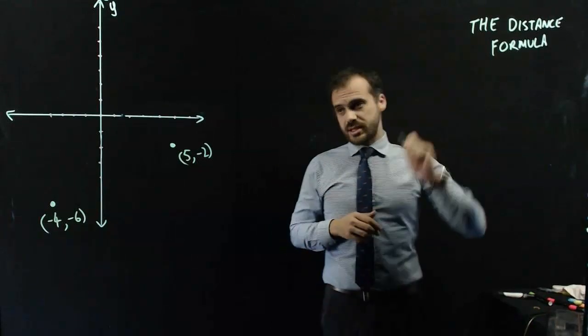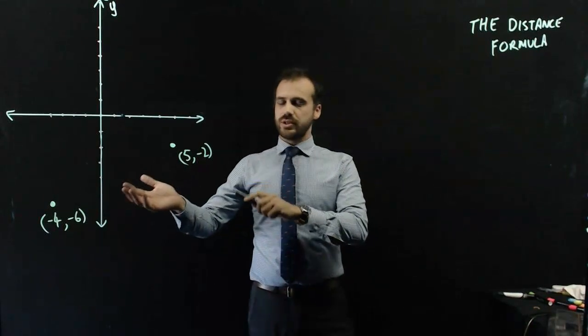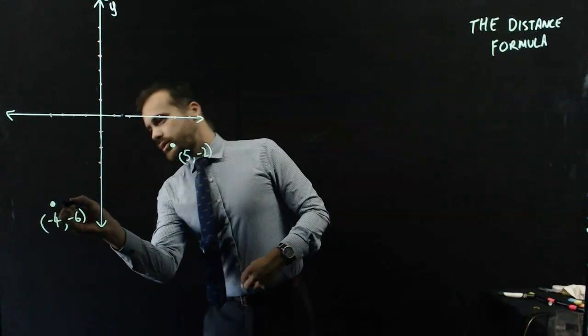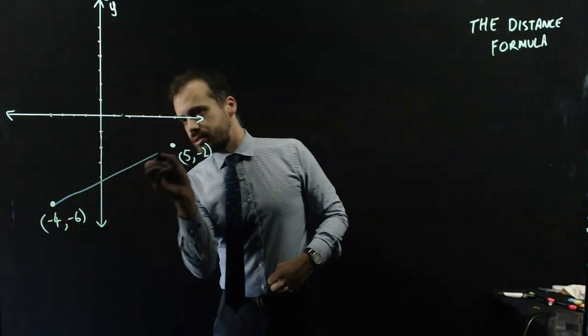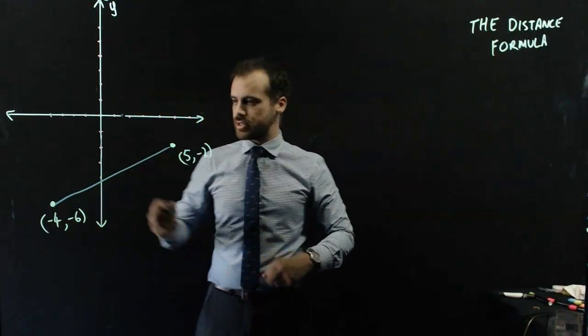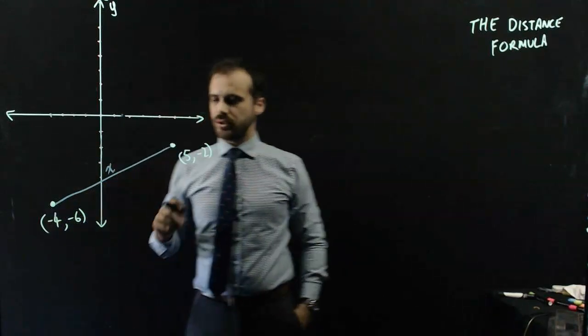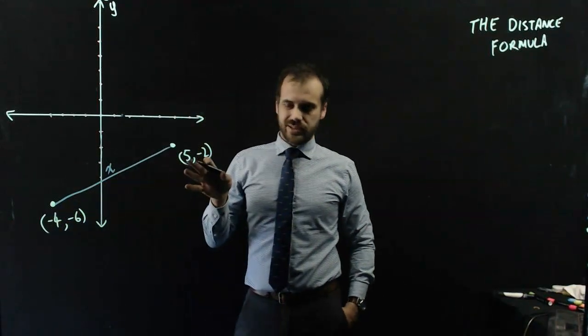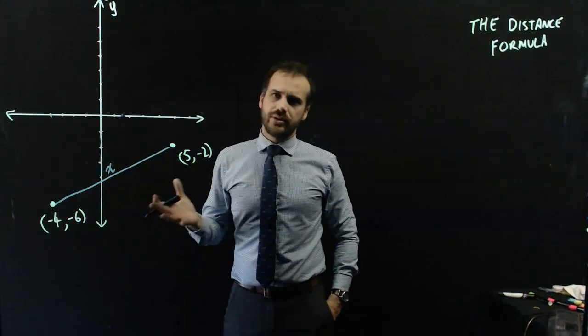Alright, so we're here to talk about the distance formula. We've got 2 points on a Cartesian plane, and we want to know how far it is between them. We want to know the distance of that line. Let's just call that line x. Okay, how are we going to do that?